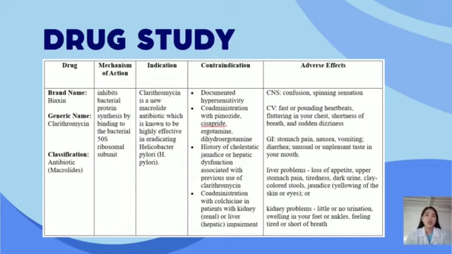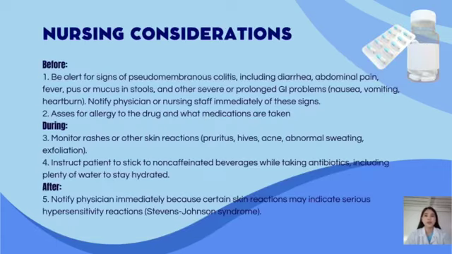It also includes fast or pounding heartbeats, fluttering in your chest, and for the GI, stomach pain, nausea, vomiting, diarrhea, unusual or unpleasant taste in your mouth. For the liver problems, there is also loss of appetite, upper stomach pain, tiredness, dark urine, and clay-colored stools.